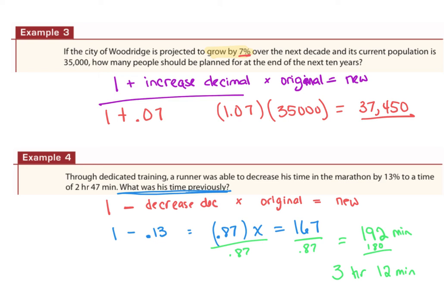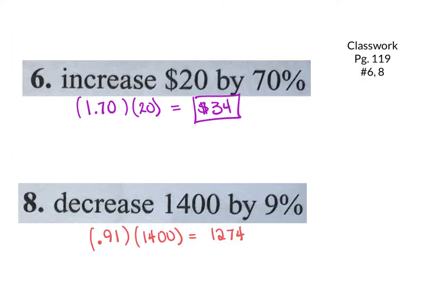So when it is an increase, 1 plus your decimal times your original is your new. When it's a decrease, it's 1 minus your decimal times your original equals your new. All right, so I want you to try 2 of these. Page 119, 6 and 8. 6 and 8.